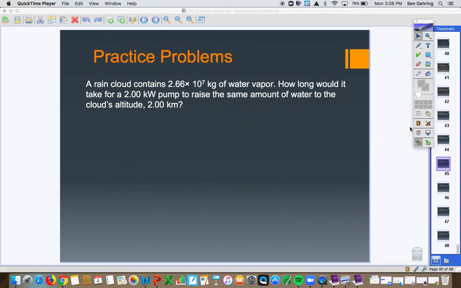Here's another practice question. A rain cloud contains 2.66 times 10 to the 7th kilograms of water vapor. How long would it take for a 2.00 kilowatt pump to raise the same amount of water to the cloud's altitude of 2.00 kilometers? Work through this one. Pause the screen. And here's your answer. It should take 2.61 times 10 to the 8th, or 261 million seconds, which is roughly 8.27 or 8.3 years.